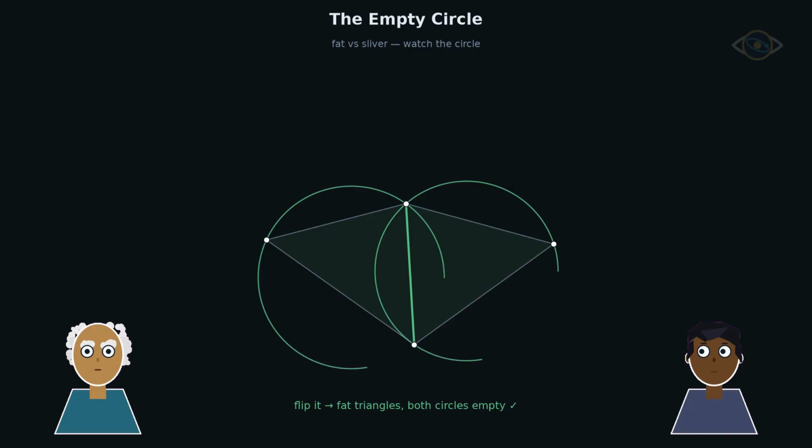And that single rule, every circle empty, is the whole of Delaunay triangulation. Keep every circle empty, and you automatically get the fattest triangles possible. Same thing, 2 faces.